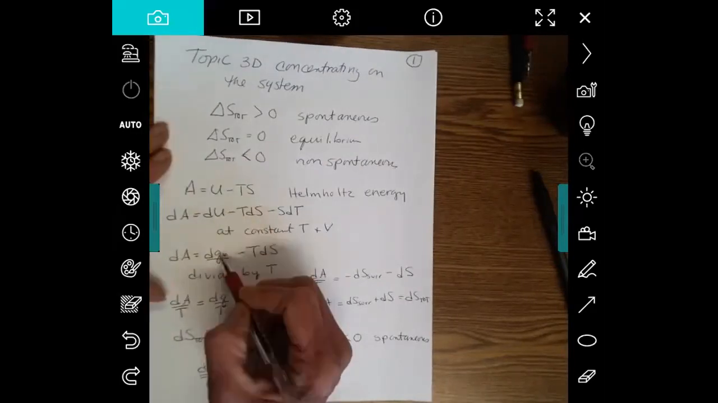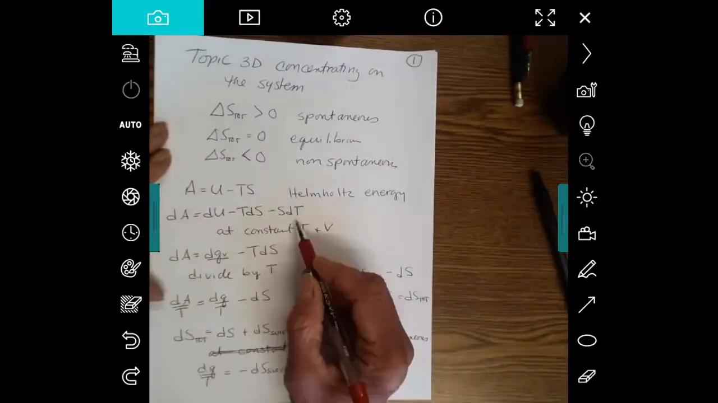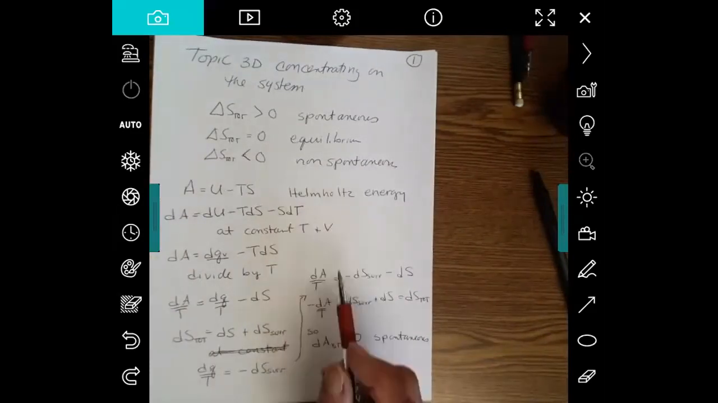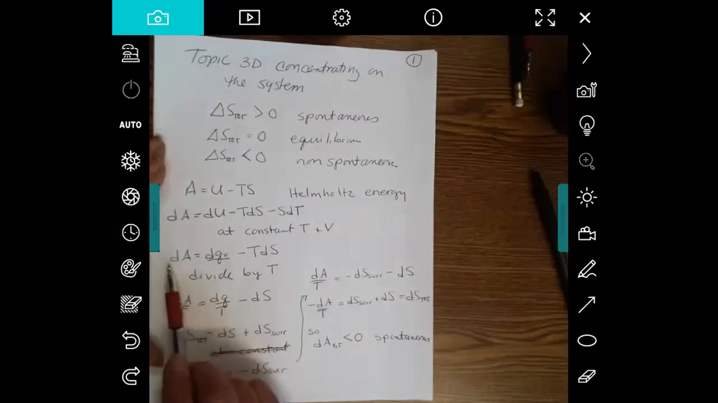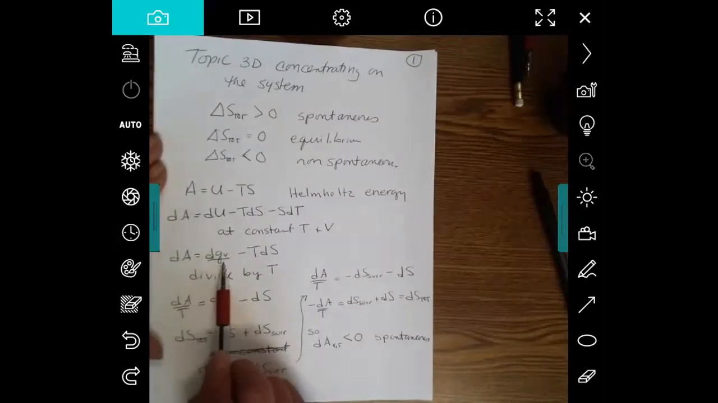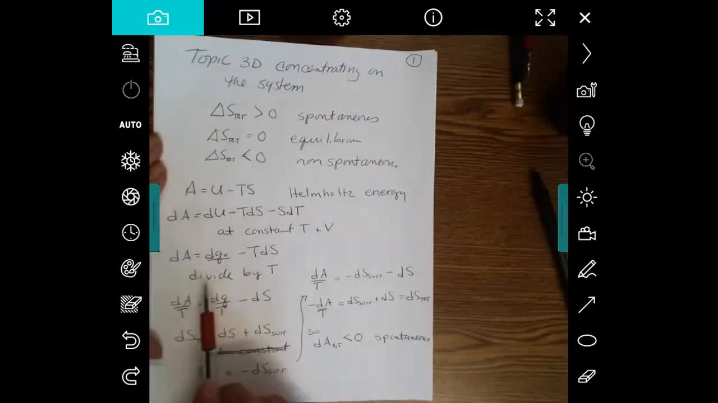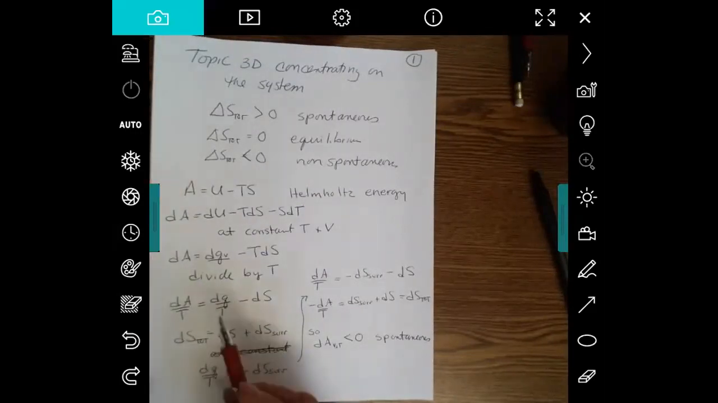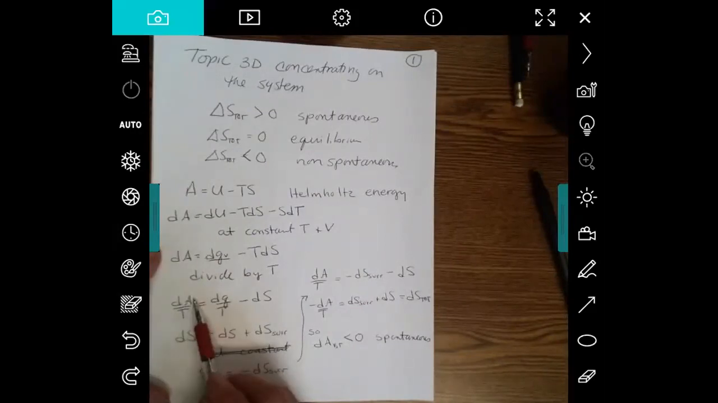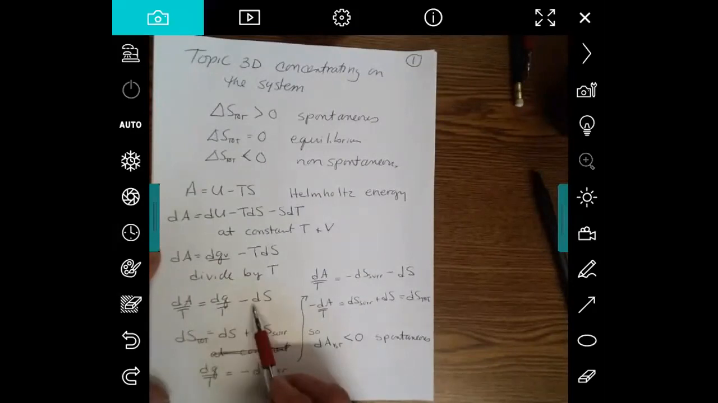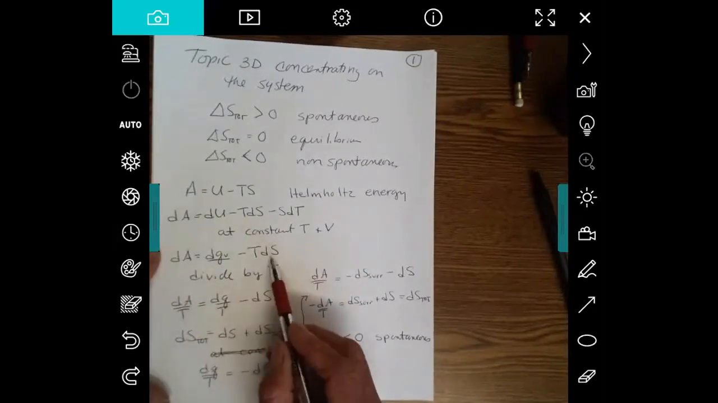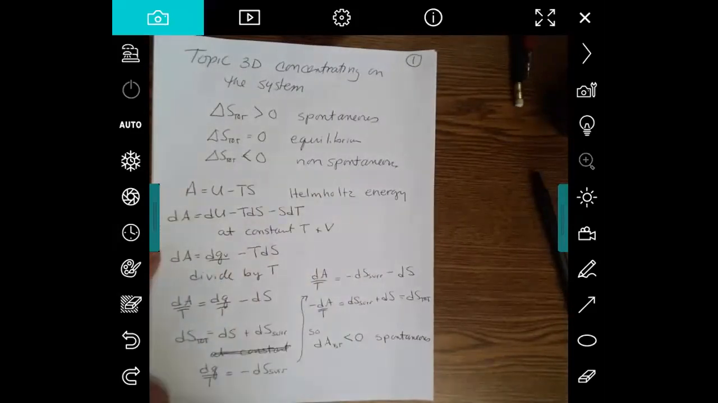So this is the important part of holding volume constant. Getting rid of this term is the important part of holding temperature constant. So now I have change in Helmholtz energy is equal to dq for a constant volume process minus T dS. If I divide both sides by T, I get change in Helmholtz divided by T equals dq over T minus dS, because it was T dS. So if I divide that by T, it's just dS.